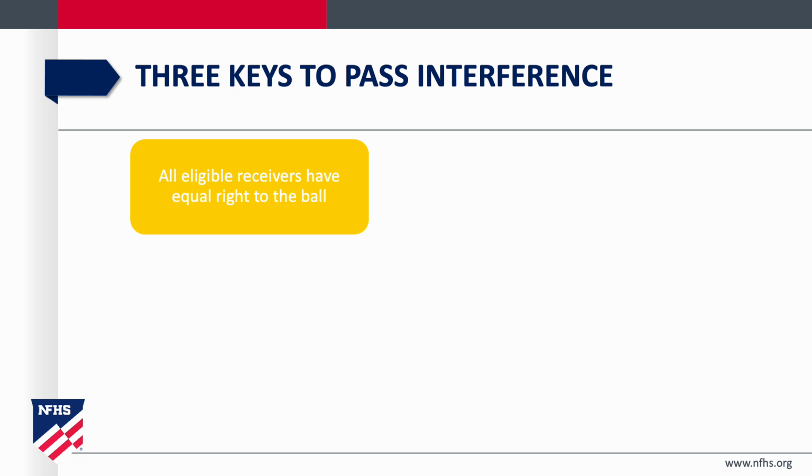And sometimes we can have incidental contact between two players making a legitimate move towards the ball. We see this often when two players' legs bump into each other and both fall to the ground. Both were making a play towards the ball that they had equal right to and accidentally contacted each other. In this situation, we don't have interference.